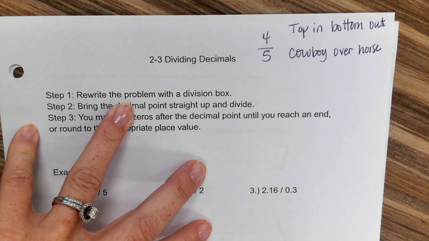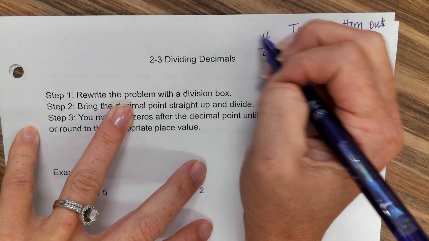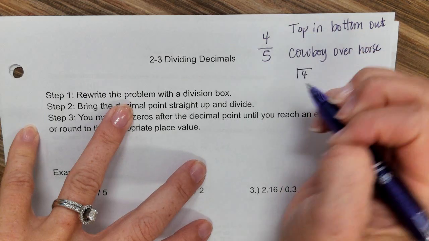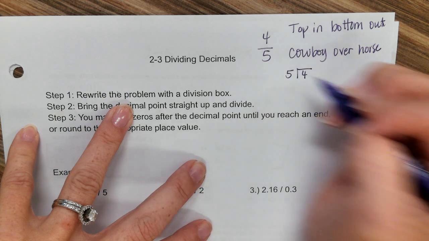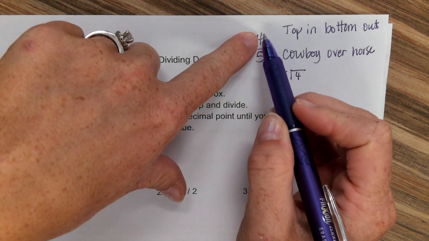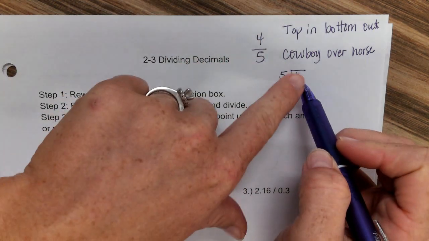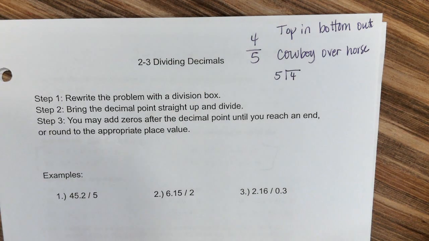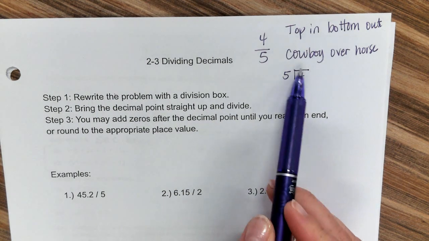So if you want to say top in, bottom out, the top number goes in the house. The bottom number goes outside the house. Or cowboy over horse. The cowboy's on top. He's riding the horse. He gets off. He goes inside. The horse stays outside. Okay, whichever saying works. Now you're going to rewrite the problem just like I just did.